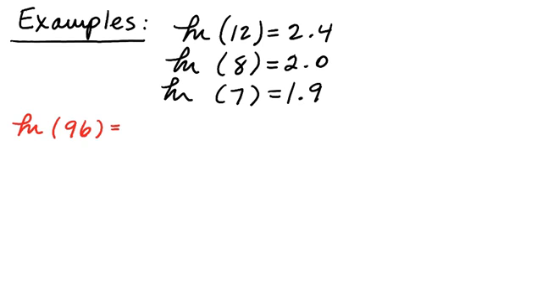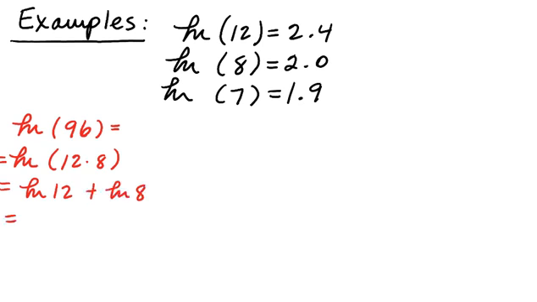And so you're going to have to think really far back to your times tables. 96 is 12 times 8. The ones on the quiz and test are much friendlier, right? Things like 5 times 4 is 20, or 3 times 4 is 12. Well, this is going to be the natural log of 12 times 8, which is equal to the natural log of 12 plus the natural log of 8, which would be 2.4 plus 2.0, which is about 4.4.